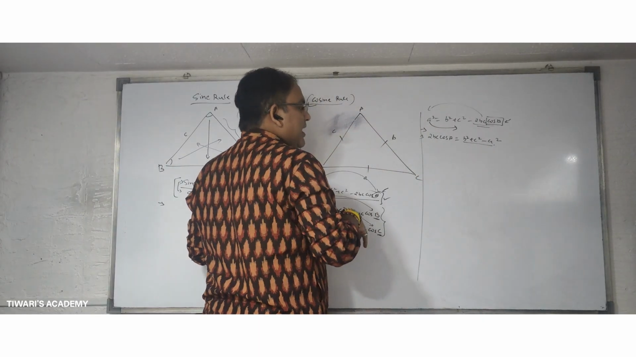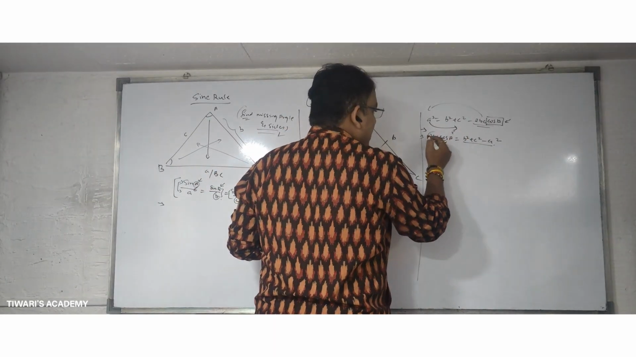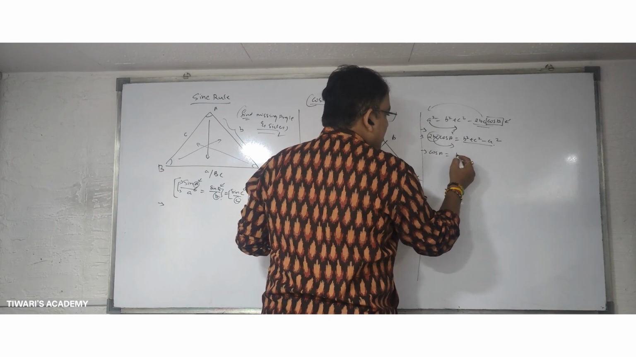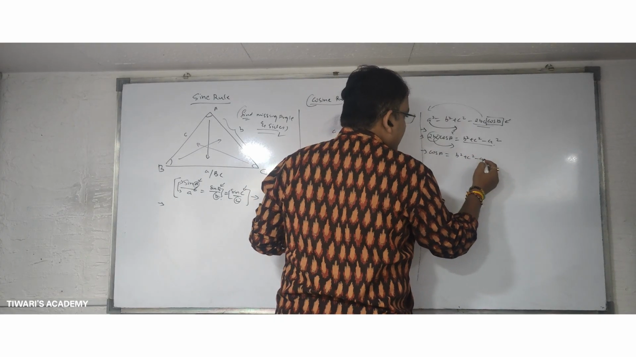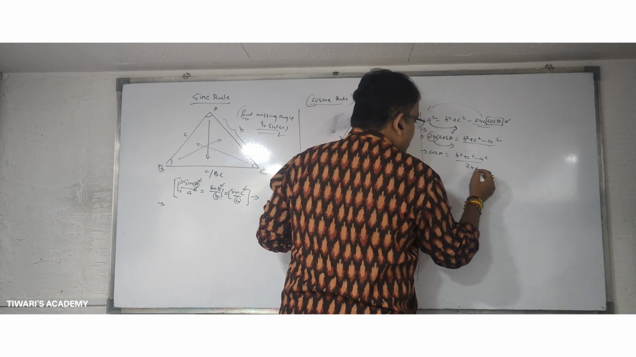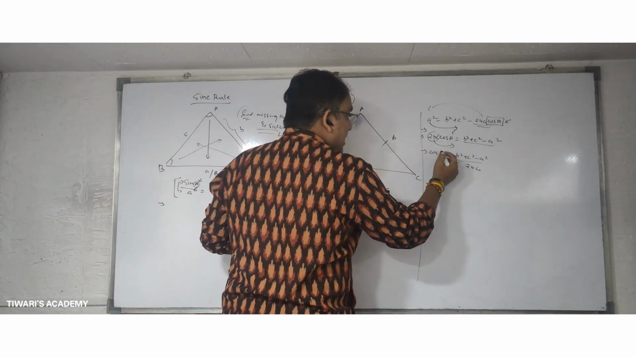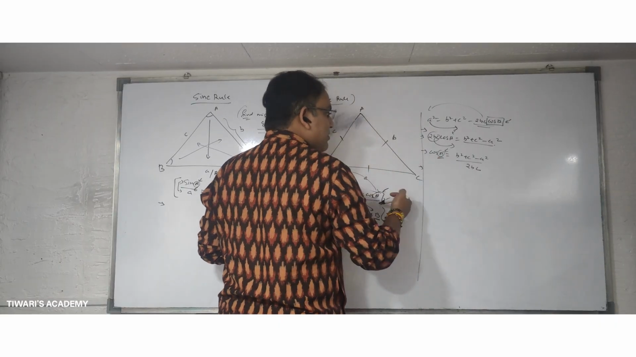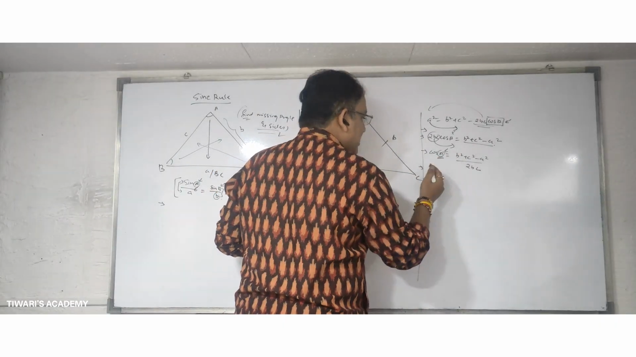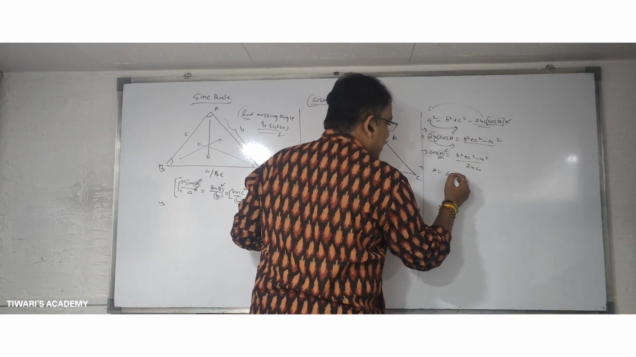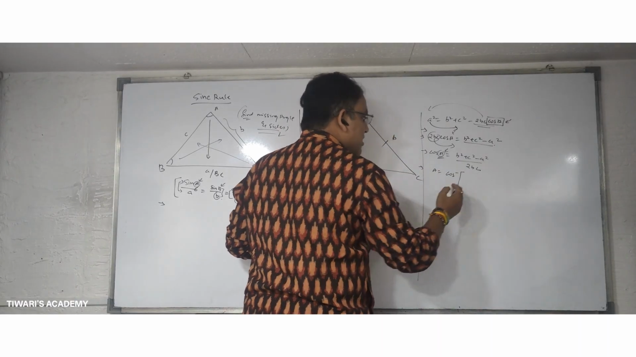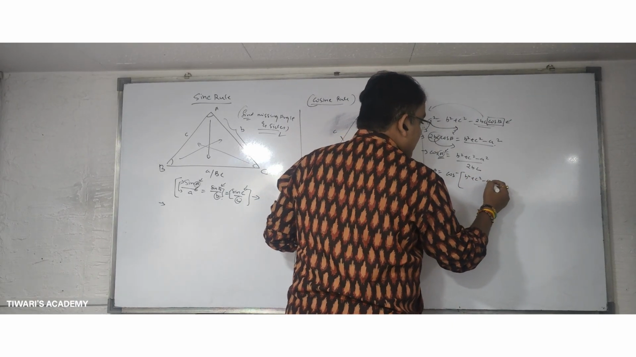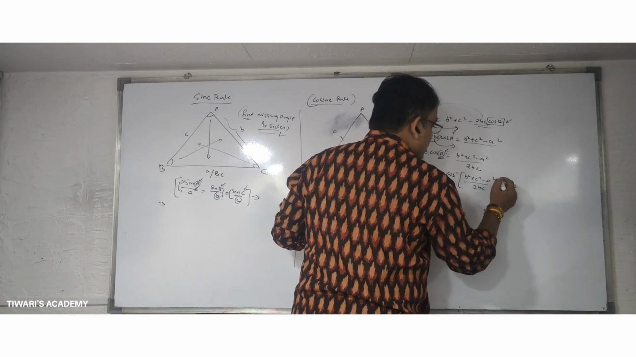But I need to find angle A. So again I will bring my 2BC down. So cos A is equal to B square plus C square minus A square upon 2BC. Again, I don't want cos A, I just want angle A. So when I take cos to the other side, I will get cos inverse of B square plus C square minus A square upon 2BC.